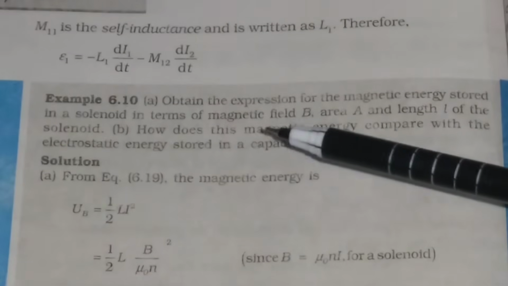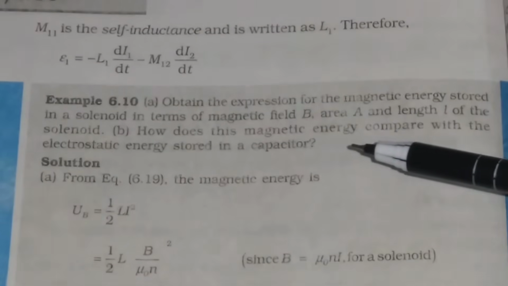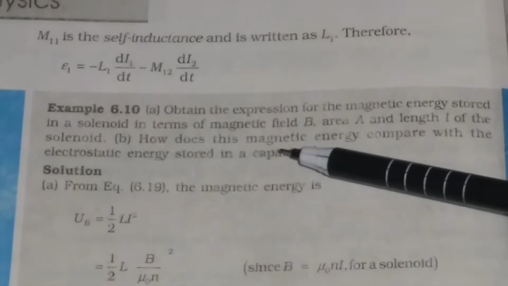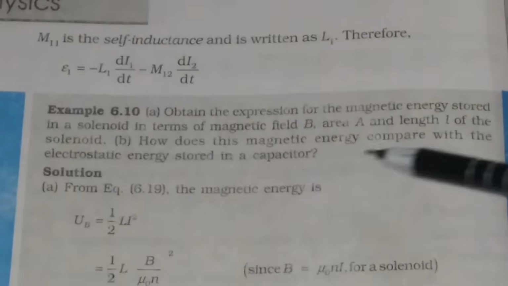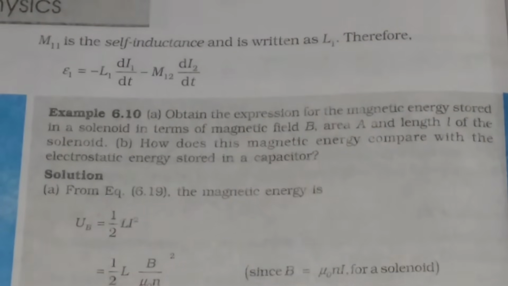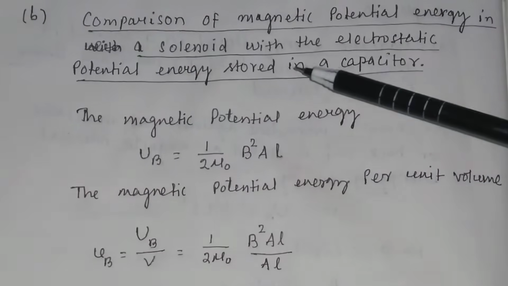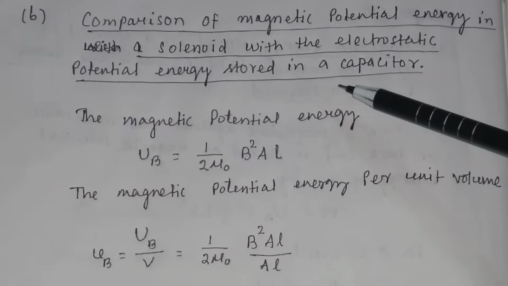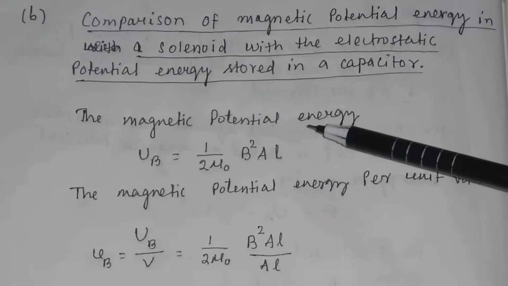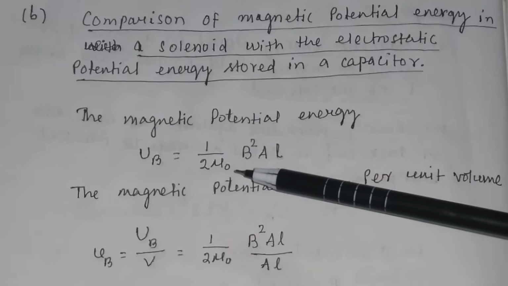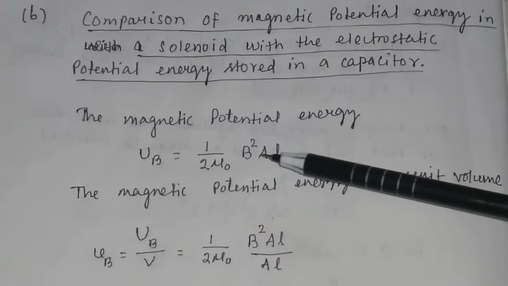Let us work out another problem. How does this magnetic energy compare with the electrostatic energy stored in a capacitor? So let us find out the comparison of magnetic potential energy in a solenoid with the electrostatic potential energy stored in a capacitor. The magnetic potential energy UB is equal to 1 by twice mu 0 B square AL. We have found it.